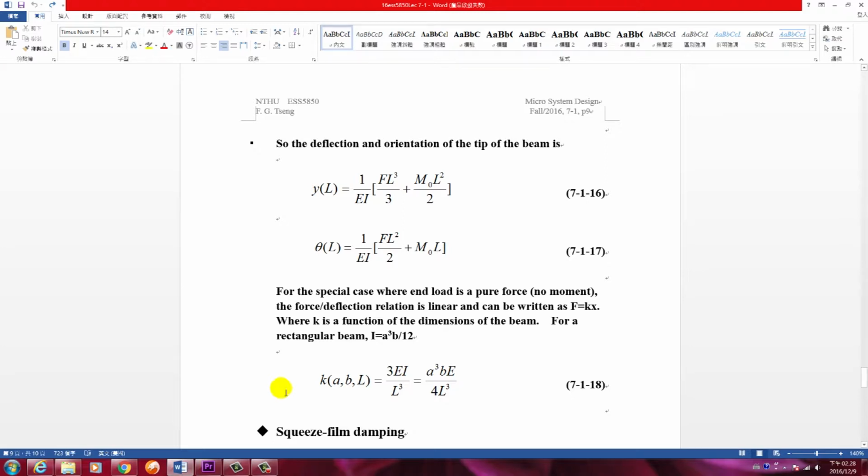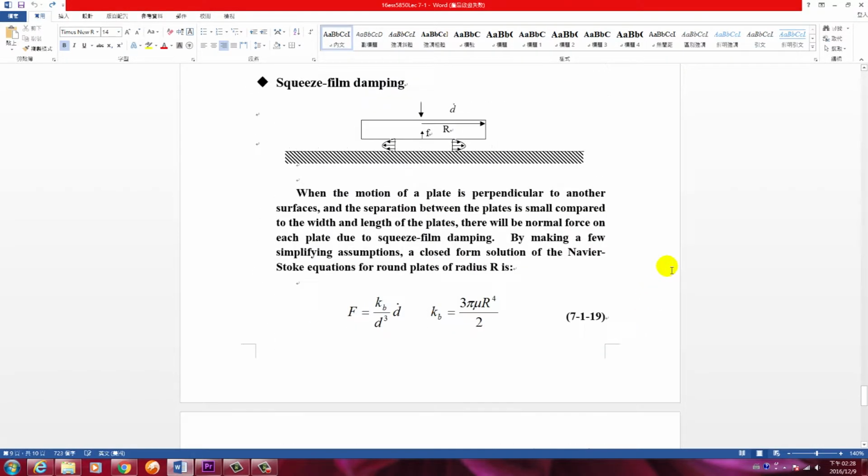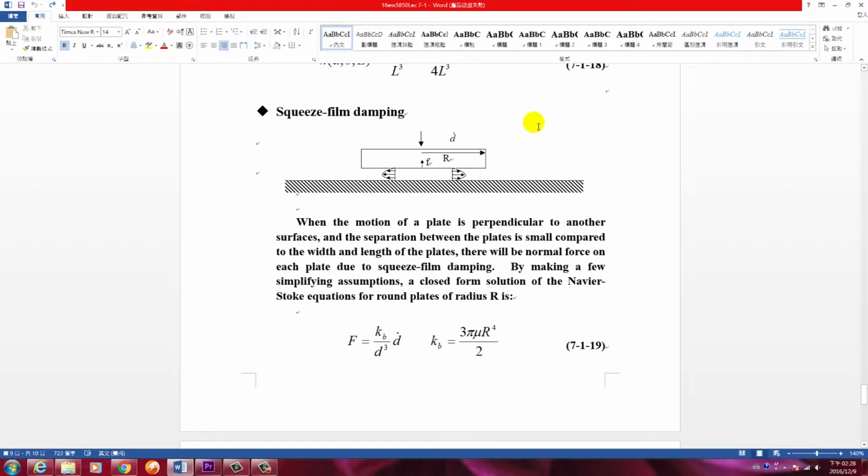Okay. So now in the dynamic, the kinetic equation, we have the first term, the inertial term. This is the third term, the spring constant term. Now we will consider the second term, the damping term. For the damping term in the current system, because our proof mass will go up and down, right? So that's the only motion we have. So we'll consider one damping that will come into the system, which we call the squeeze film damping.